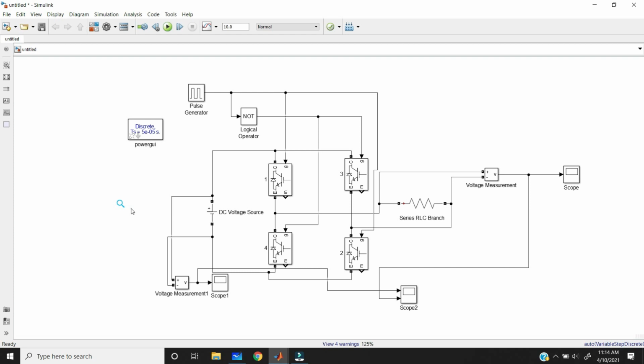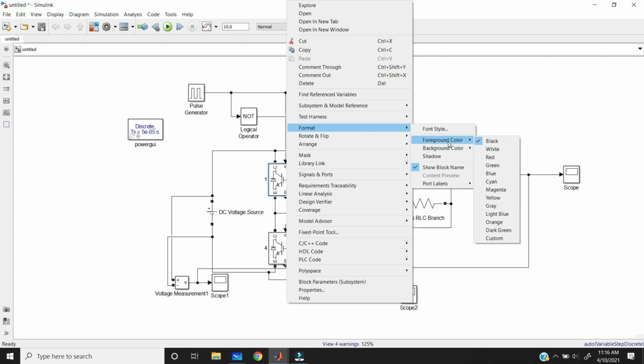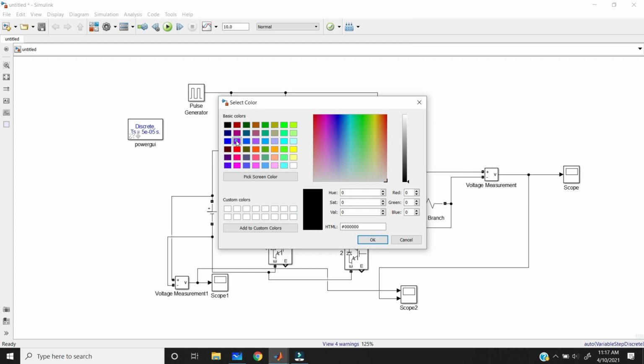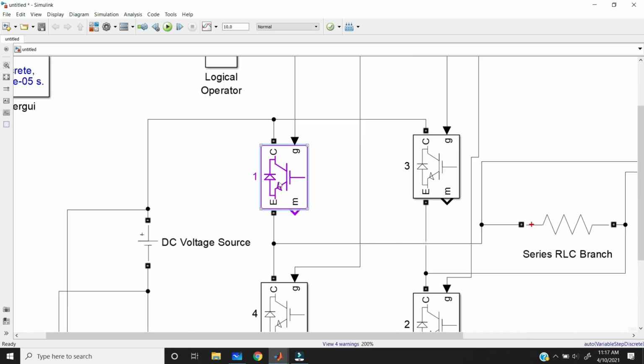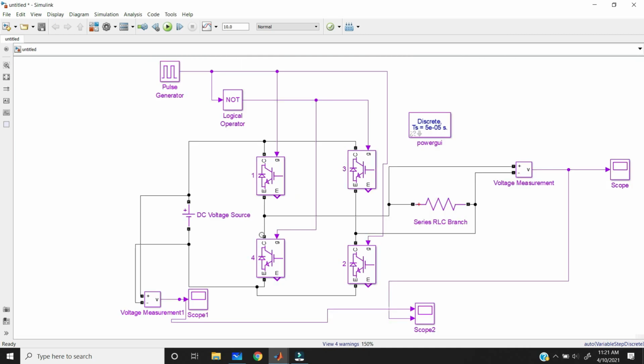And now I will tell you a small thing, how I give colors to these blocks like in our video thumbnail. Just right click this one and click on format. Here you can get the foreground color. Take any color. In custom I am taking the violet color and click on OK. Then your block will be violet. Like this you can do all blocks. Like this you can add beautiful colors to your circuit.